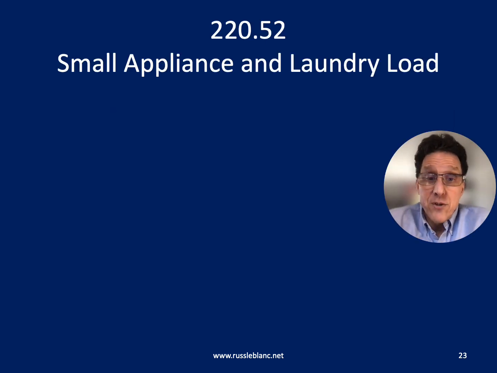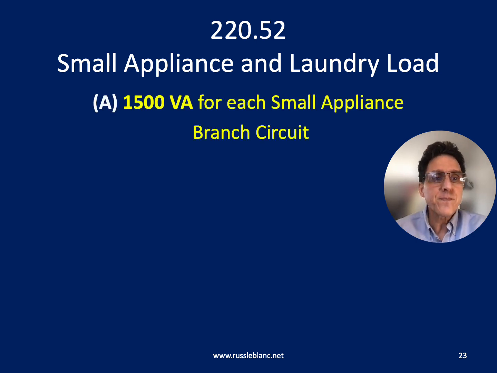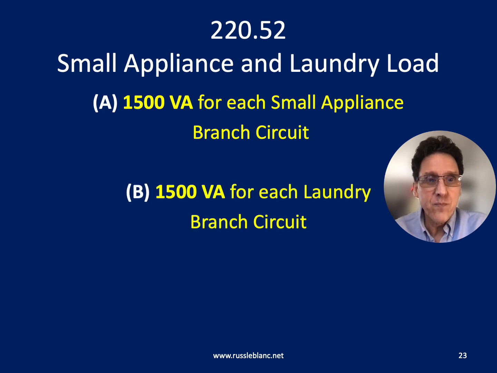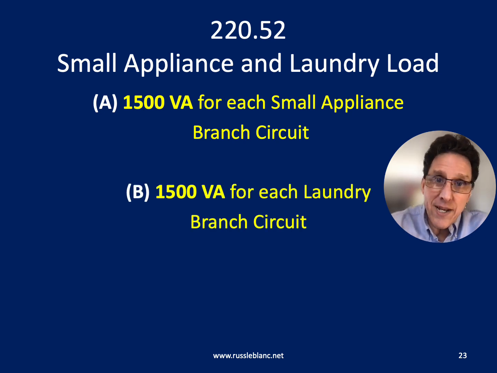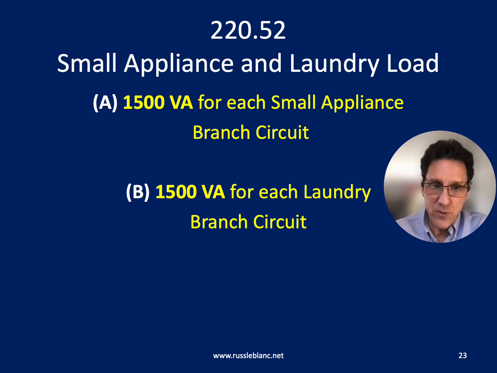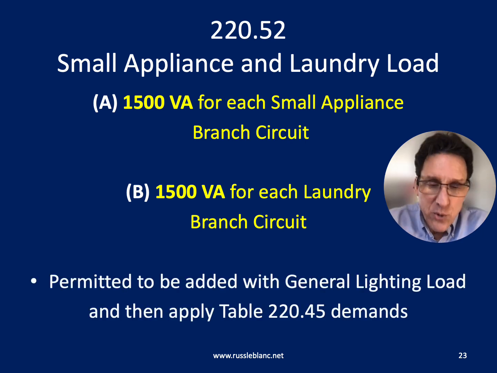Now, to the lighting portion, right, we can add a couple other loads, which is pretty cool. If you take a look at 220.52, you are going to get permission to add the small appliance circuits and the laundry circuits to the general lighting load. You can add them all together, general lighting plus the small appliance and laundry, and then apply the demands from table 220.45. That's pretty cool, right?